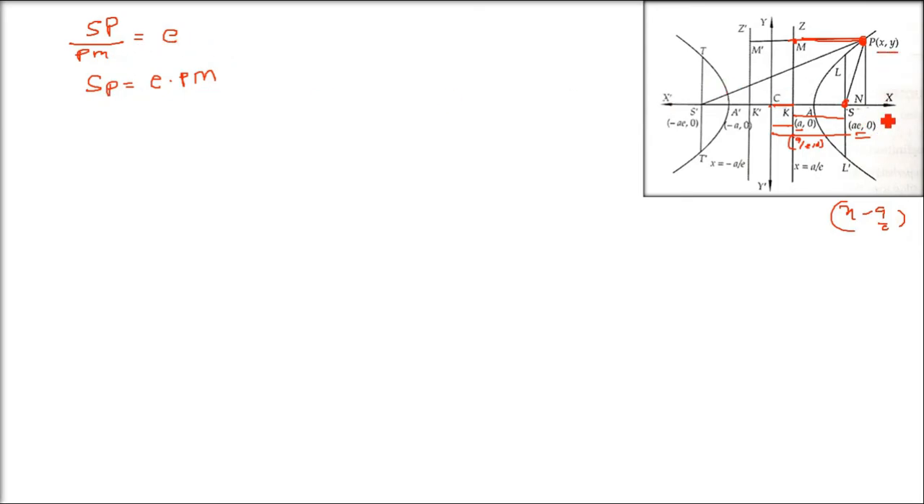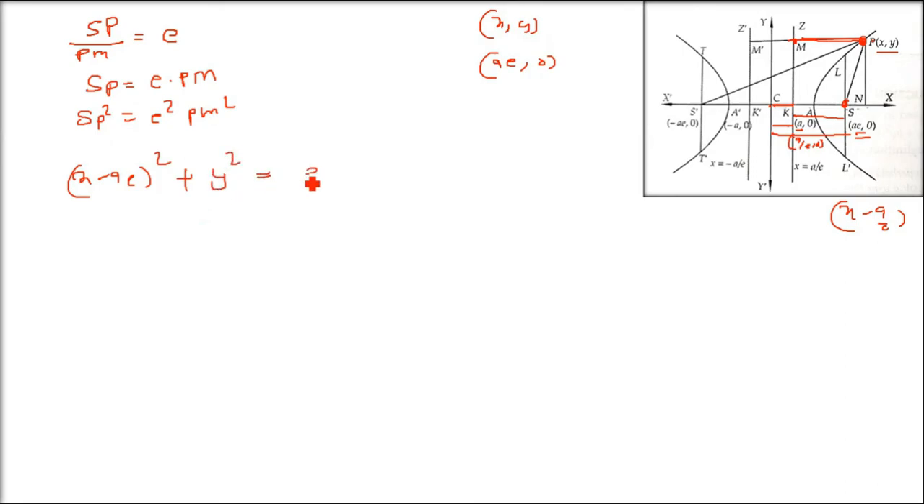So SP is what? It's simple distance formula. X, Y is what we have taken, and the S point is AE comma 0. Now you know how to find the distance between these 2 points. I don't want to deal with the square root, so I'm squaring it. SP square equals E square PM square. What is SP? X minus AE whole square, and Y minus 0 whole square, which is simply Y square, equals, what is PM square? PM I told you, x minus A by E is the distance. Now square it.